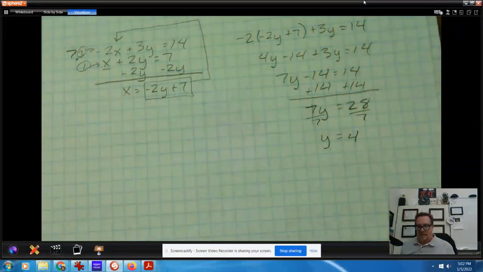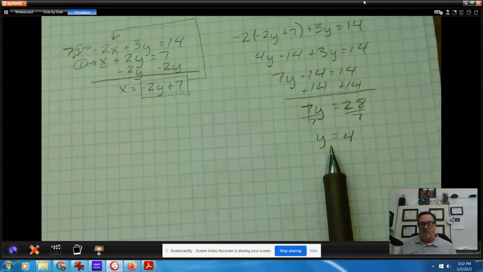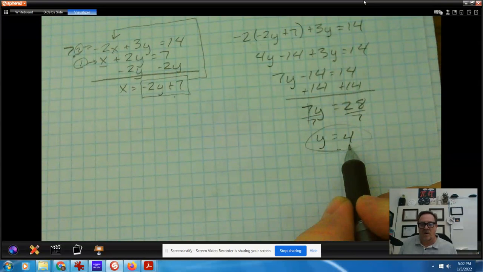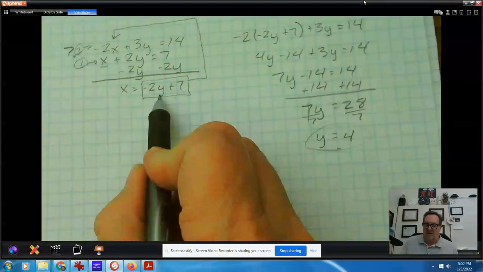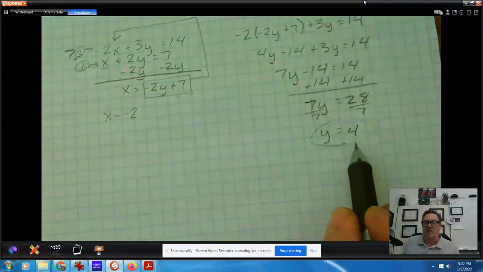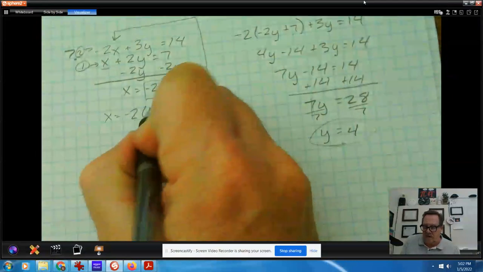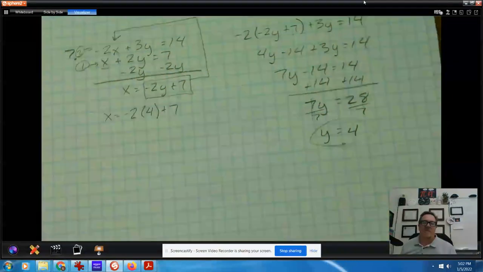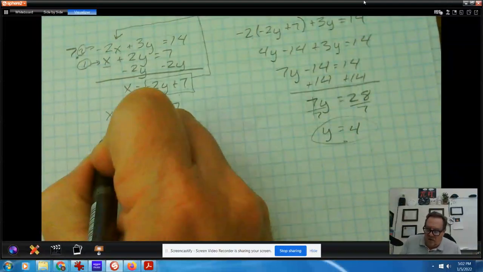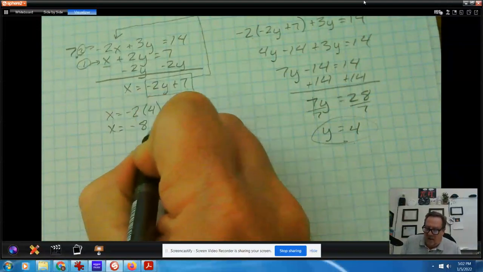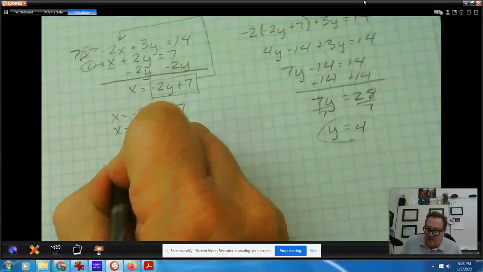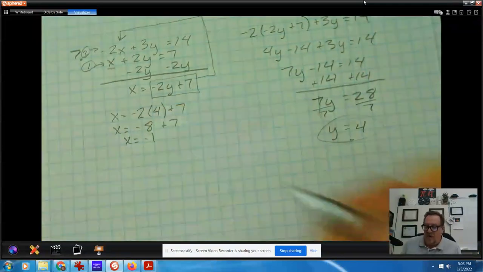We're not done. How do we finish the problem? Well, we're going to now substitute in our 4 for the y over here. In other words, I can write x is equal to negative 2, but I'm not going to write a y. I'm going to replace that or substitute in 4. Negative 2 times 4 plus 7. Okay? Let's do the math. Negative 2 times 4 is negative 8 plus 7. What do you get when you take negative 8 plus 7? Well, you get negative 1.